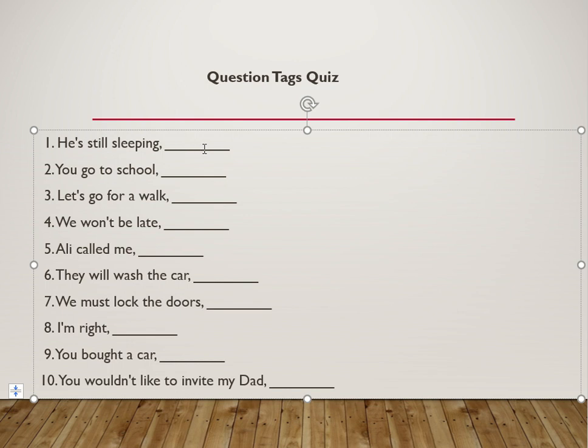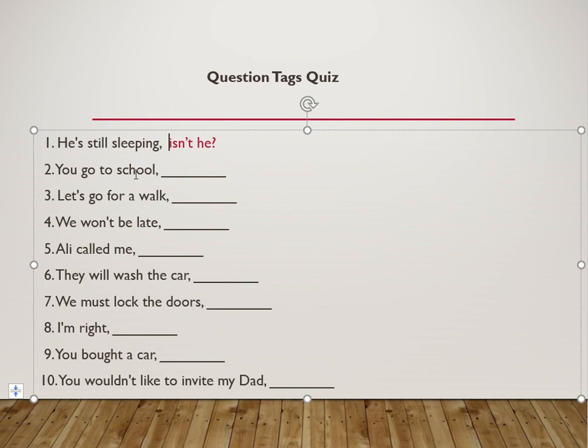So here we have to put a negative question tag. So we have to add isn't, then he. Isn't he? So we have to say isn't, okay, then he. And then don't forget the question mark. Now let's go here and finish the second one.